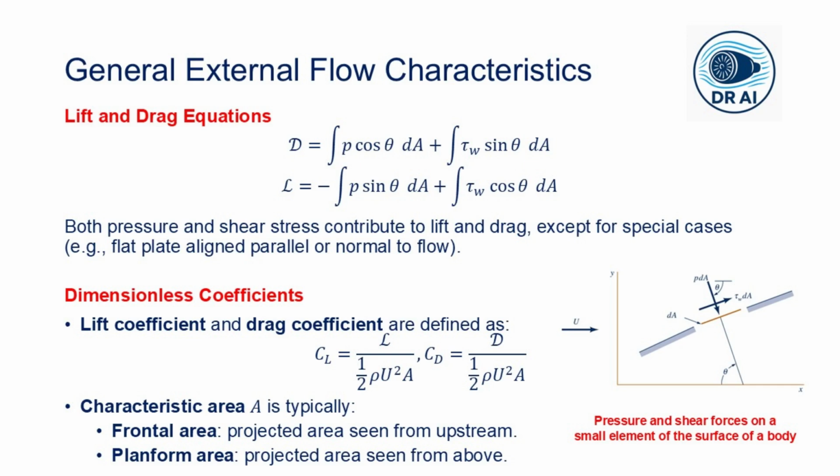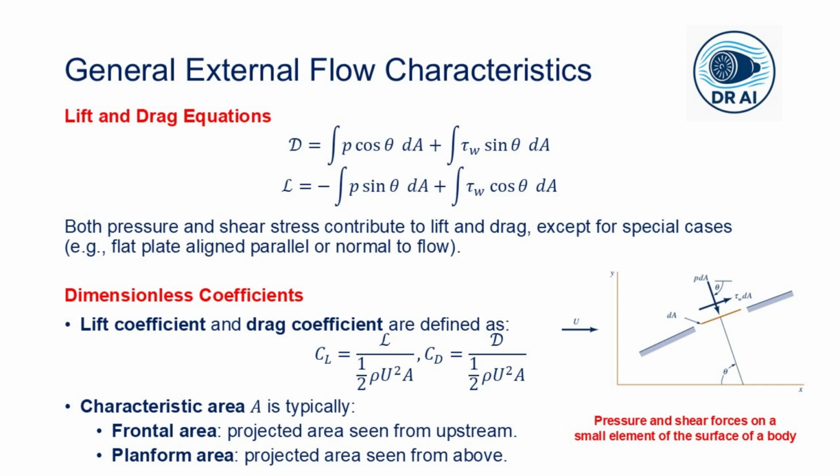Now, since getting detailed pressure and shear distributions is incredibly difficult, both theoretically and experimentally, we use the dimensionless coefficients over here. So we use CL and CD as the coefficients of the lift and the drag, in which A is the characteristic area in both equations. But which area? The question is which area we have to take. It depends upon the situation actually.